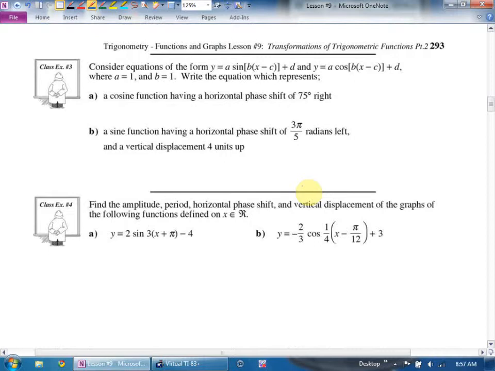Example three. Consider equations of that form there, where A and B are ones, so we're not going to add an amplitude or a period change yet. Write an equation which represents a cosine function having a horizontal phase shift 75 degrees to the right. Well, y equals, what's the amplitude here? Oh, they told me one. I'm not going to bother writing it, Amy. What trig function do they want me to write? Let's write the word cos. What's b here? One. So what's the period? Not one. 2 pi. Okay. Bracket. 75 degrees right, x minus 75 degrees.